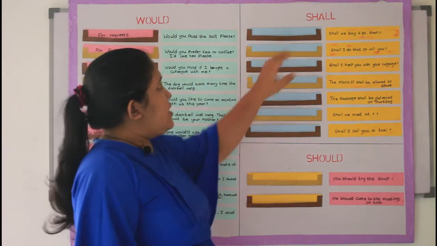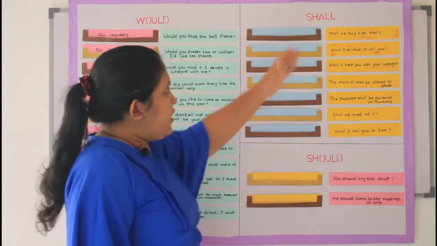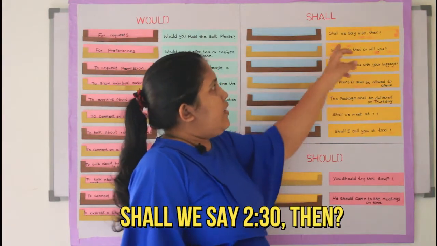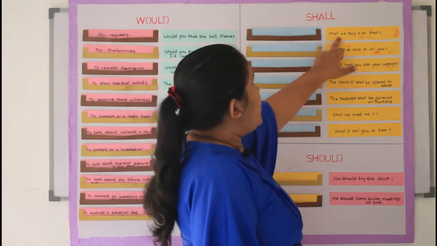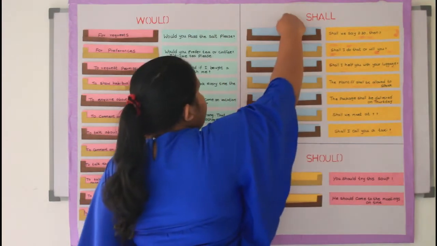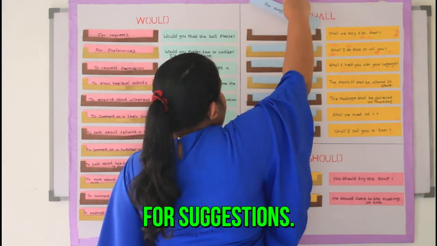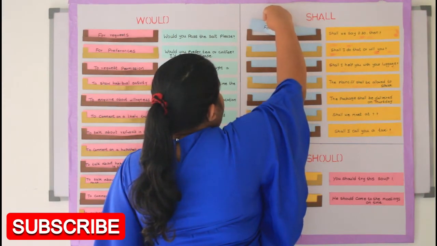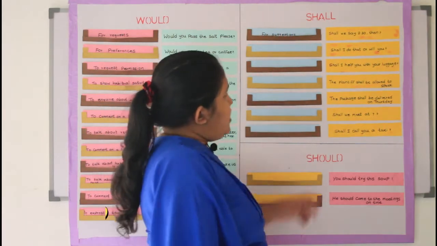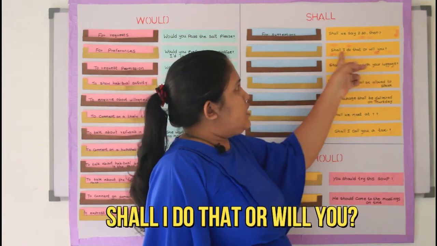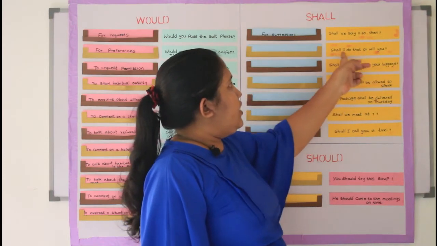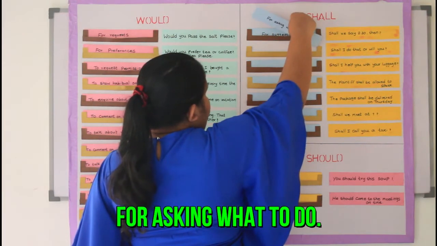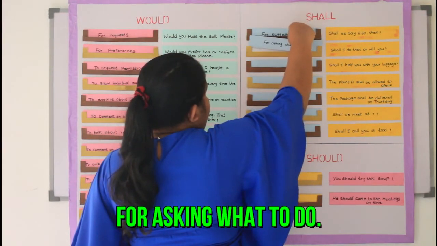Next modal verb, shall. Look at these sentences. First one. Shall we say 2:30 then? Here, the modal verb shall is used for suggestion. Next one. Shall I do that or will you? Here, the modal verb shall is used for asking what to do.